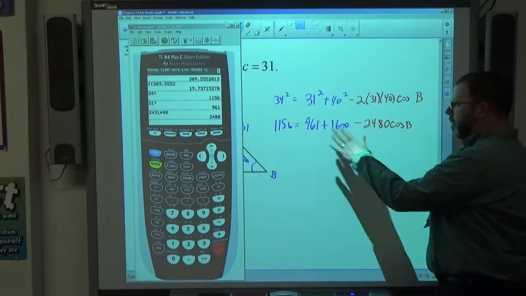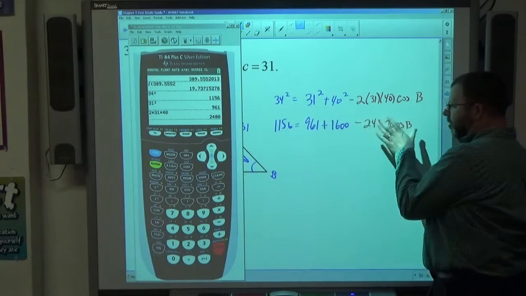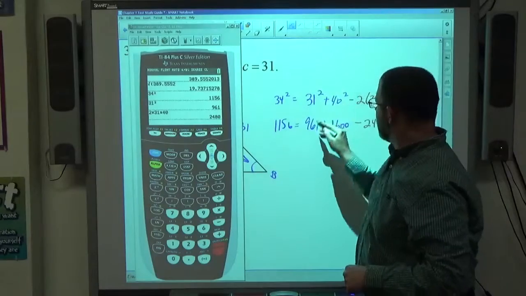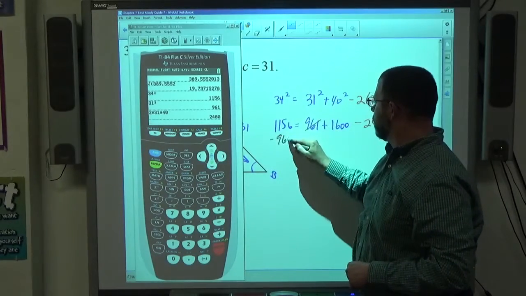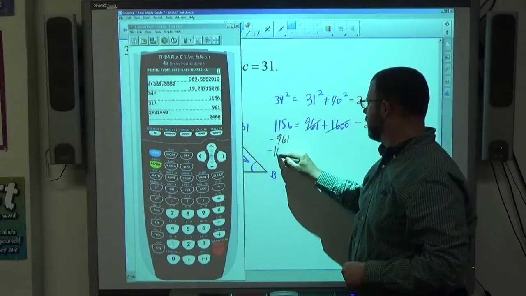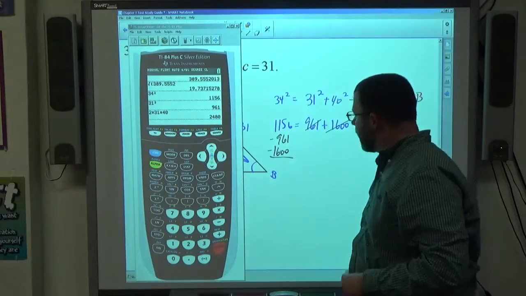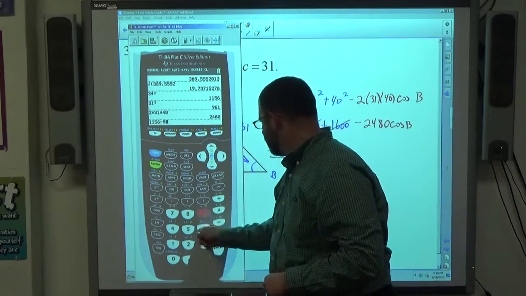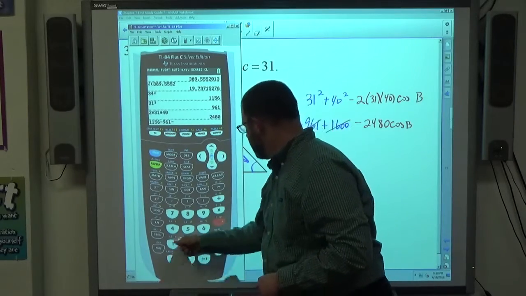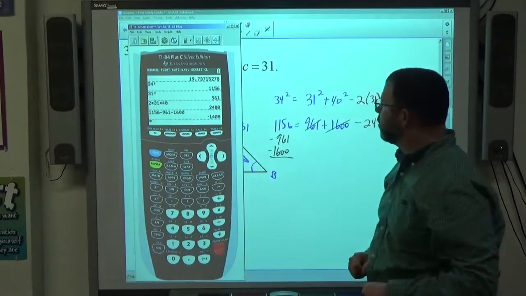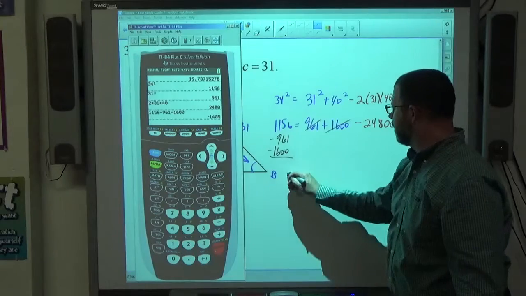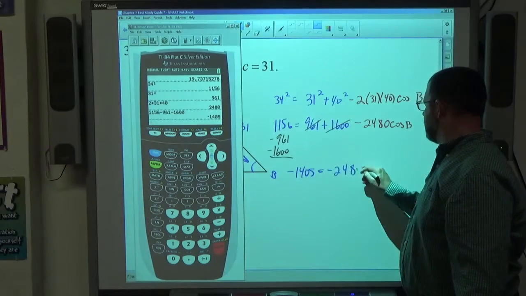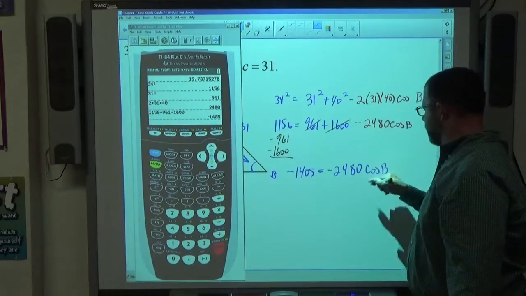And again, people are tempted a lot of times to subtract that. All this stuff's connected together. These guys need to move over there. So I'm going to take the 961, so minus 961, and the 1600 minus 1600 over the other side. If I carry out the addition and subtraction, 1156 minus 961 minus 1600 comes out to negative 1405 on the left-hand side, equals negative 2480 cosine of B on the right-hand side.